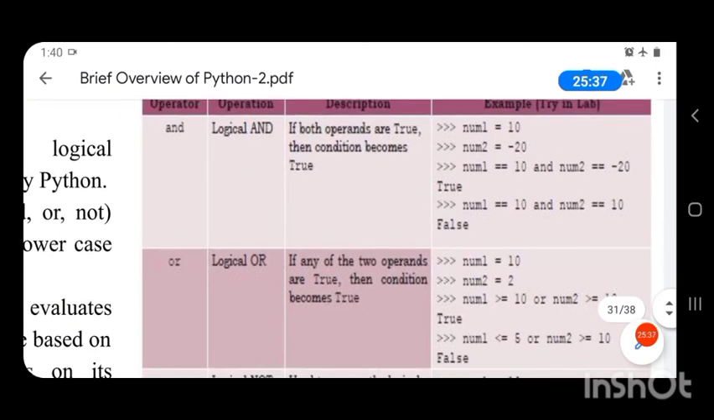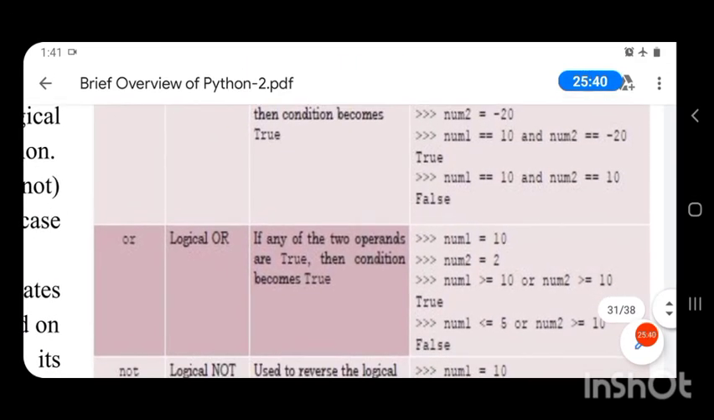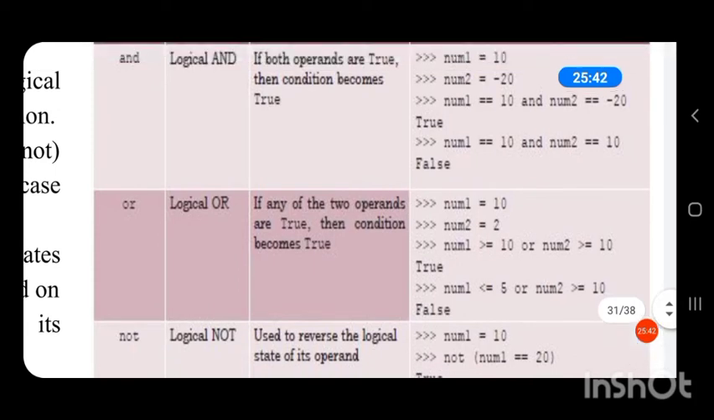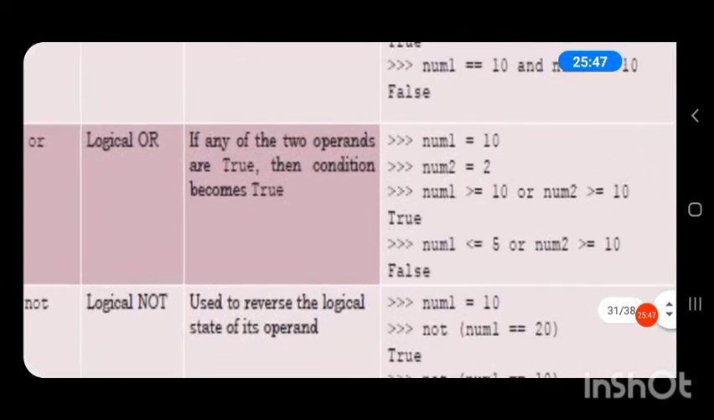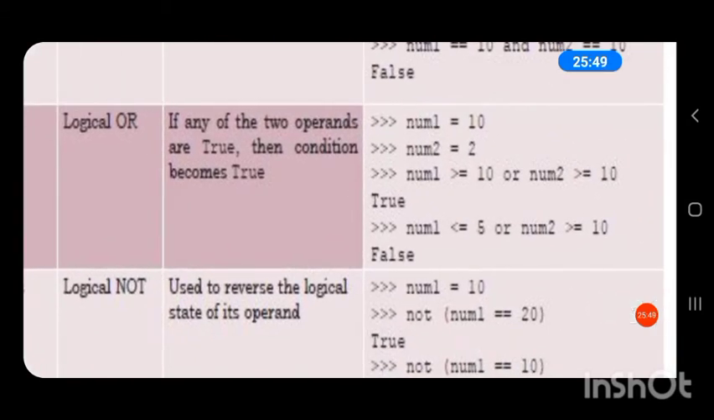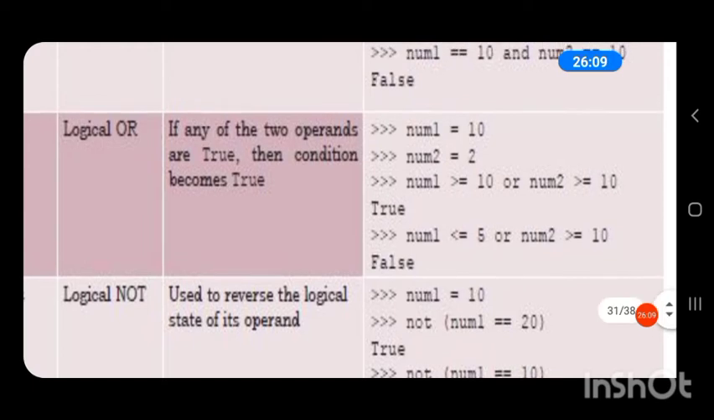Next is OR, logical OR. If any of the two operands is true, then the condition becomes true. For OR, any one has to be true. Suppose Anu or Meenu should come to the staff room, then either Anu can come or Meenu can come. It doesn't need that both of them should come. Likewise, for the OR operator, if any condition is true, the OR will return true.